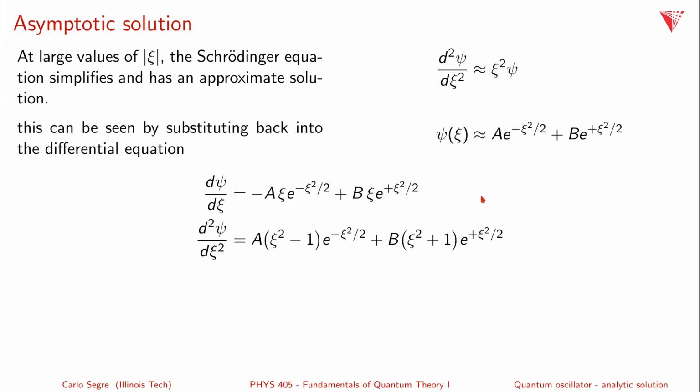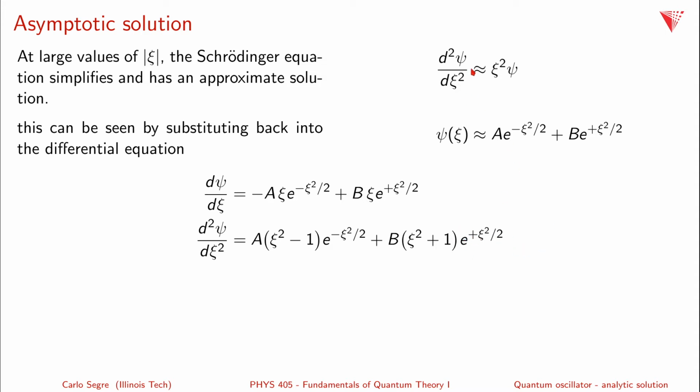We take the second derivative, and we'll get two terms for each of these. So we'll get A, and then we'll pull down another minus xi, so that gives us xi squared. If we take the derivative of the exponential, if we take the derivative of this, we get a minus 1. So we have minus 1 times e to the minus xi squared over 2. The second term is B times xi squared plus 1, because there's no minus signs up here, e to the plus xi squared over 2.